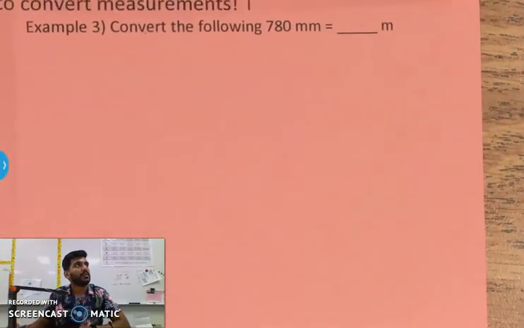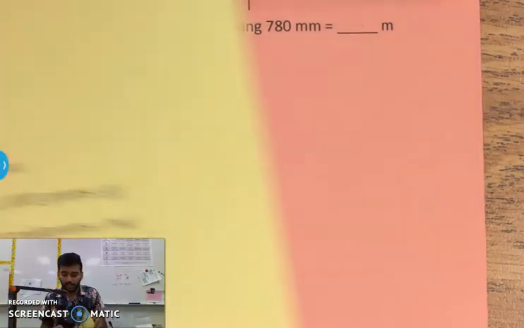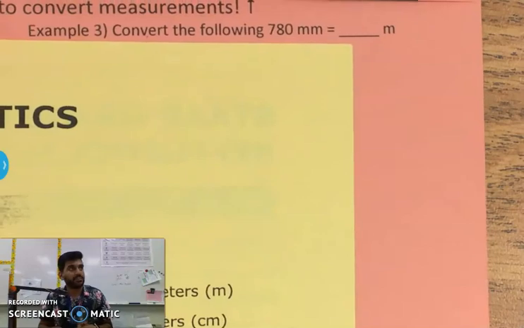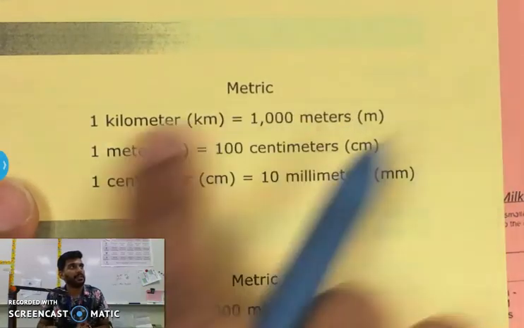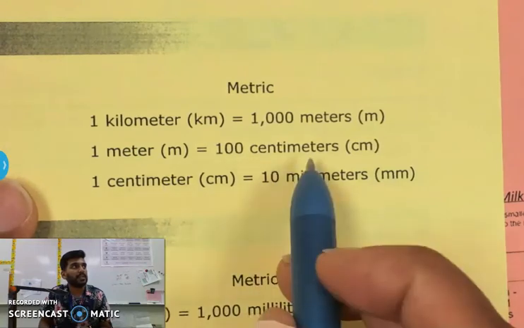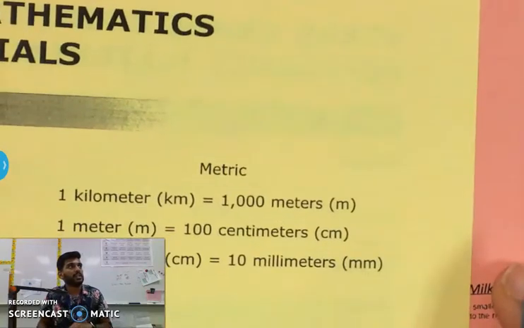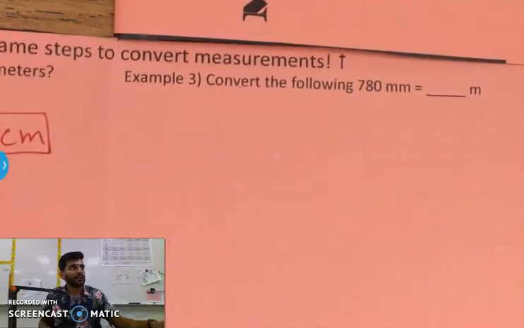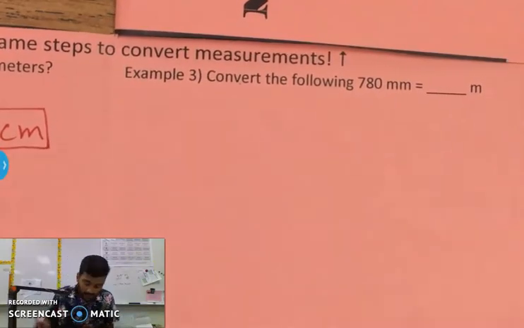The last one. Convert the following: 780 millimeters to meters. Millimeters to meters. Now, I don't have a straight conversion on my chart for millimeters to meters. I don't see anything about millimeters to meters here. But I do have 10 millimeters is a centimeter, and 100 centimeters is 1 meter. So with that, I can create a conversion factor. So let's write that down.